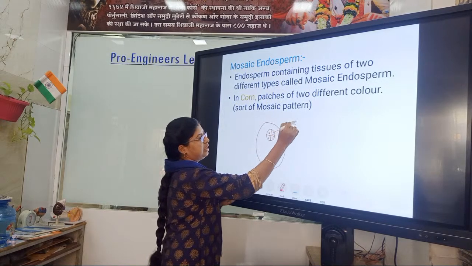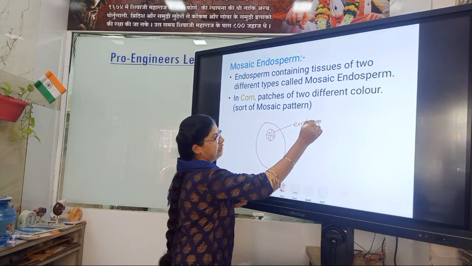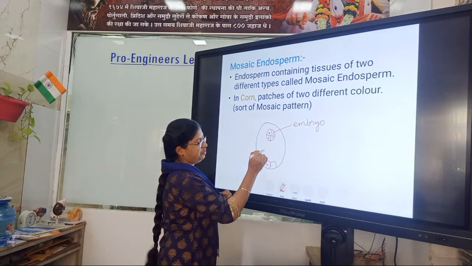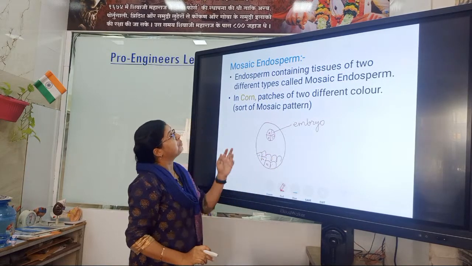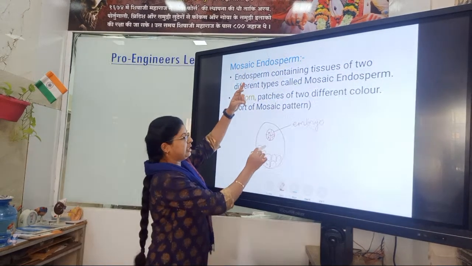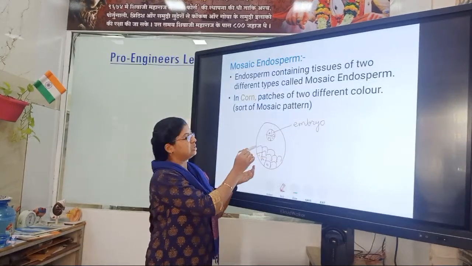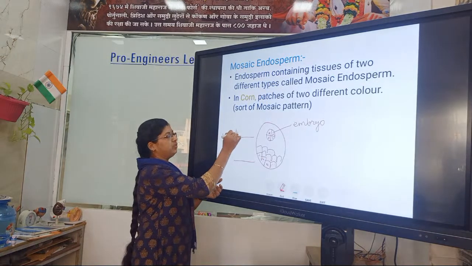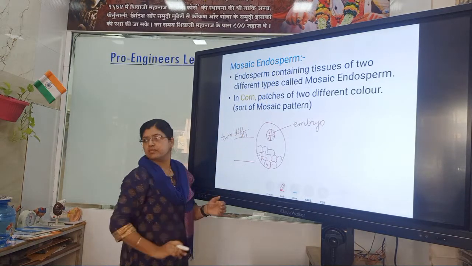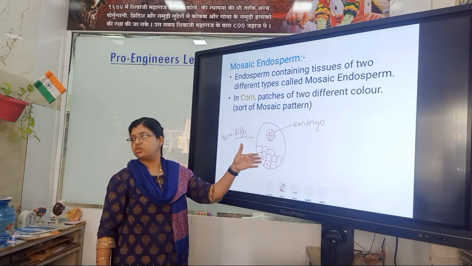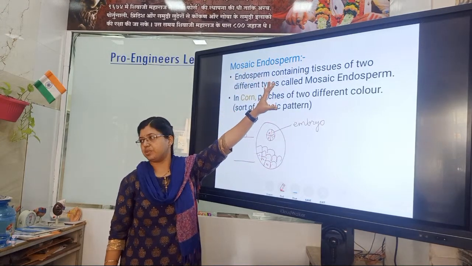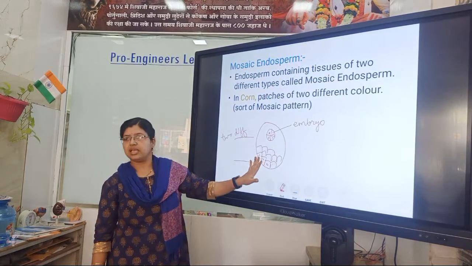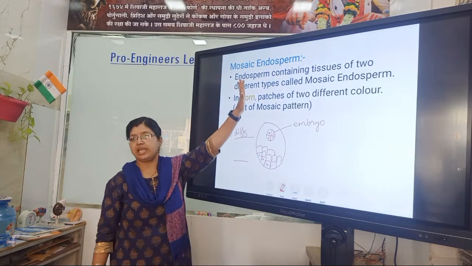This is the embryo, right? And this is the endosperm. But what happens in mosaic endosperm? This endosperm looks like it has two different colors. So it is a mosaic endosperm. Endosperm having two different colors is nothing but the mosaic endosperm.